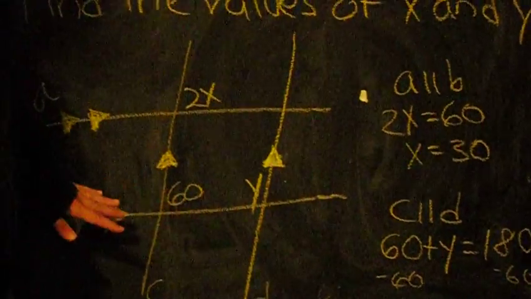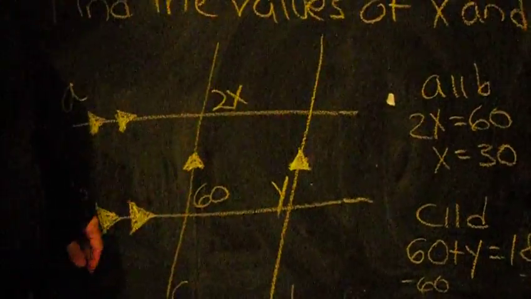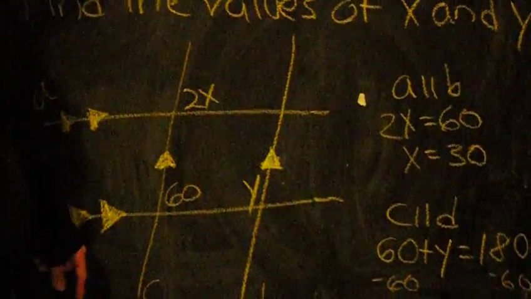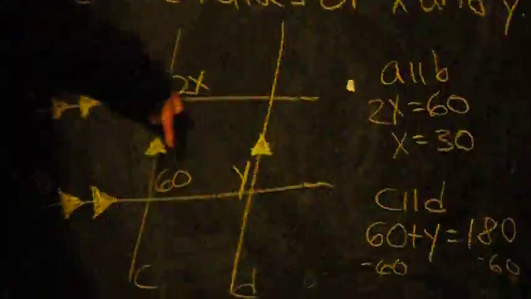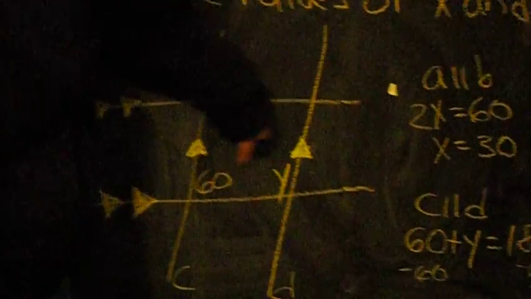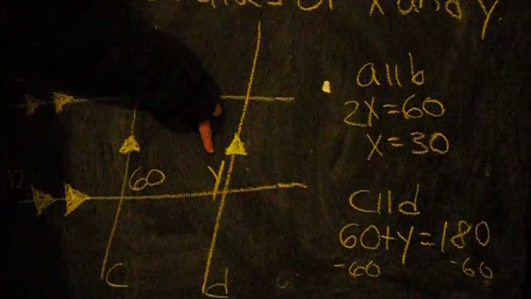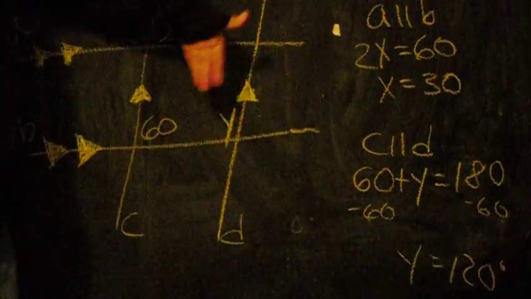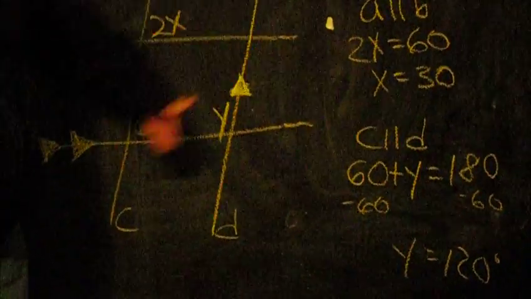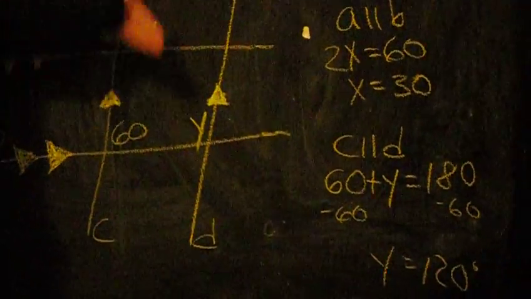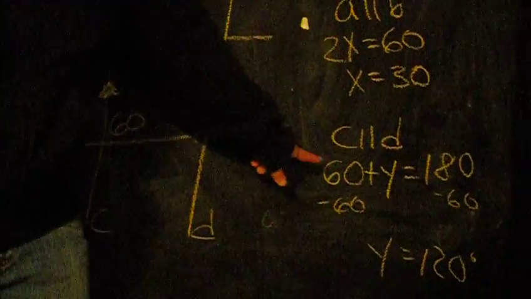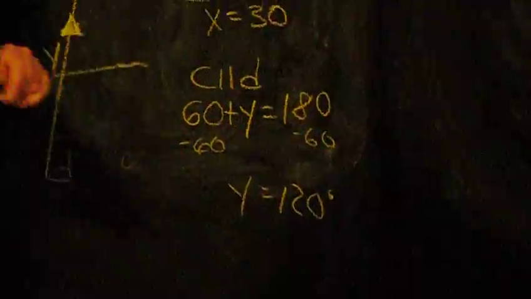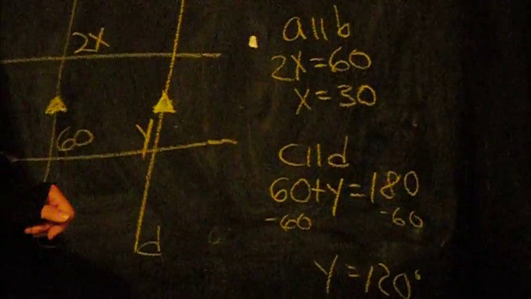Because these are parallel. Now C also is parallel to D, and we know that same side interior angles are supplementary. So 60 plus y equals 180 because these two are going to be supplementary. Subtract 60 on both sides and you get y equals 120.